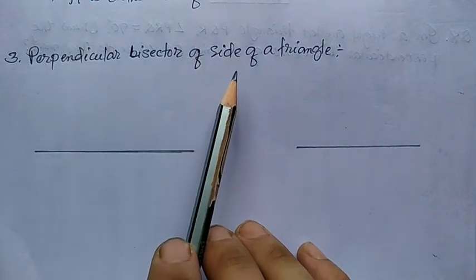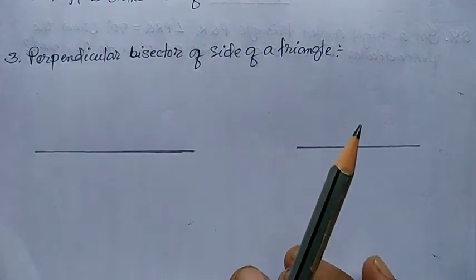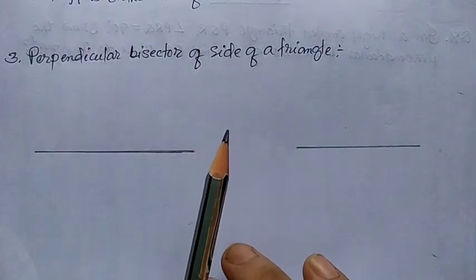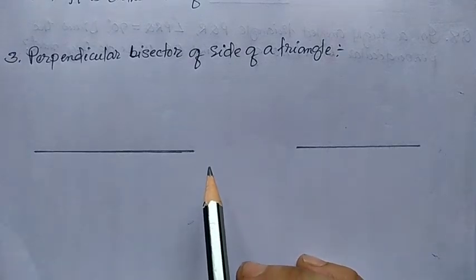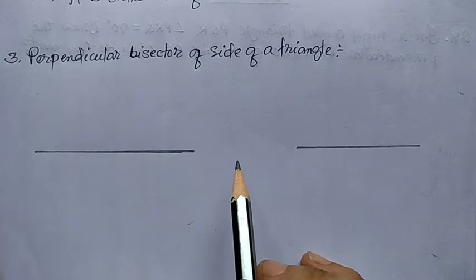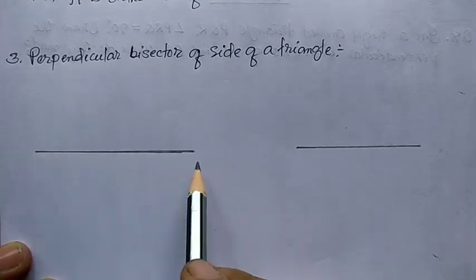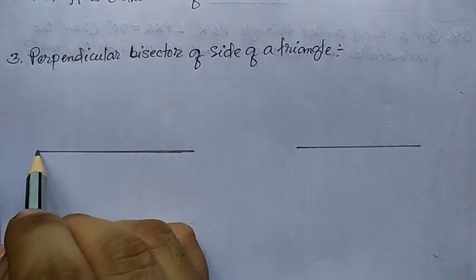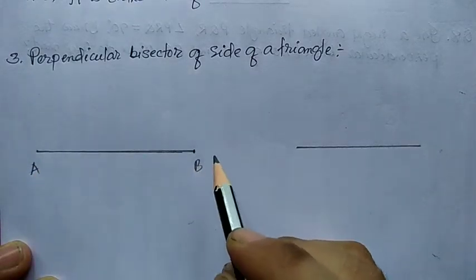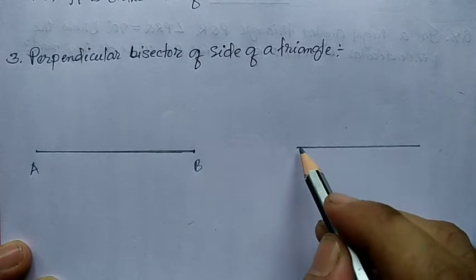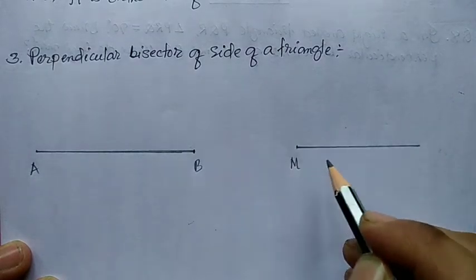Perpendicular bisector of a side of a triangle. Before we move to a triangle, first let's learn how to draw a perpendicular bisector for a side. Now here we have a line segment. Let's name this line segment AB. And we have another line segment. Let's name this MN.